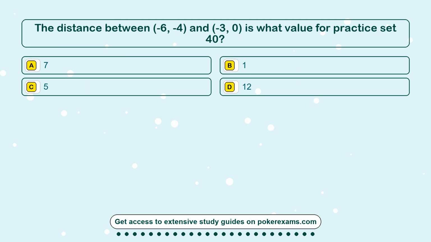Question 16. The distance between -6, -4, and -3, 0, is what value for practice set 40? Option A 7. Option B 1. Option C 5. Option D 12.